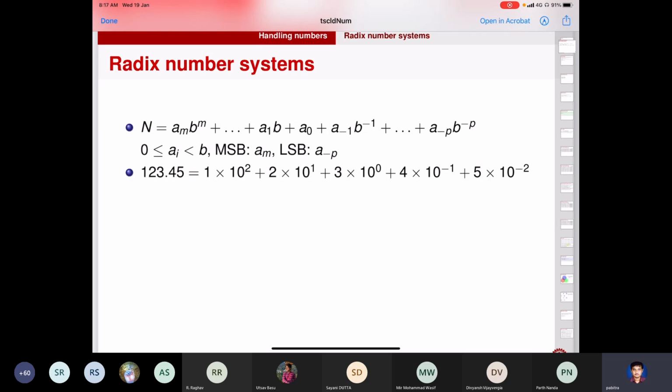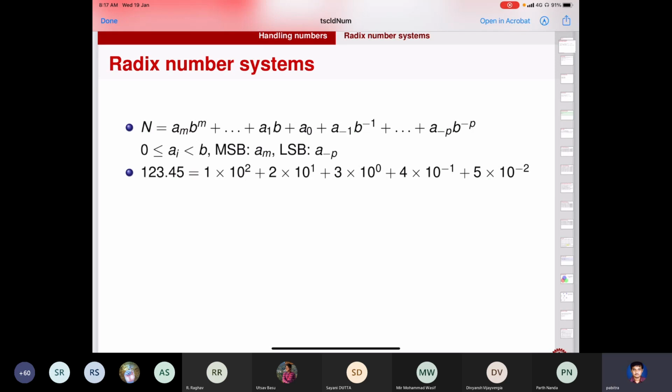So as I said, if it is a decimal number system, the digits can be 0 to 9. If it is a binary system, the base is 2, so digits can be 0 to 1. If b is the base, it can only be from 0 to b minus 1.